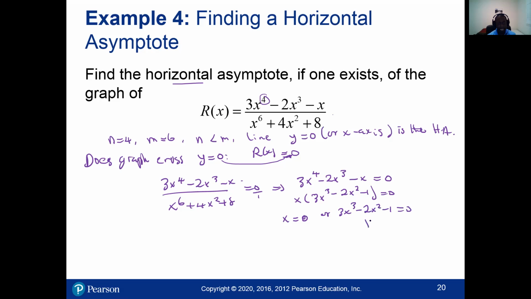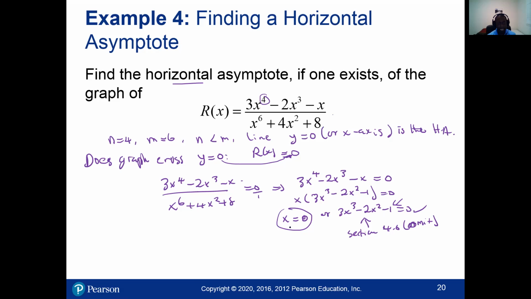Now to find the zeros of this function will require Section 4.6, which we omit in this class. But at least when x is equal to 0, that is the origin, this gives me one solution. There are other roots we would have to find by solving 3x cubed minus 2x squared minus 1. I don't want to go into that solution because we don't cover it at all in this class.